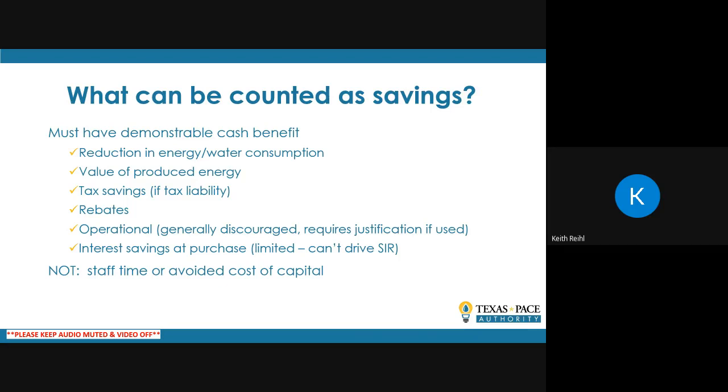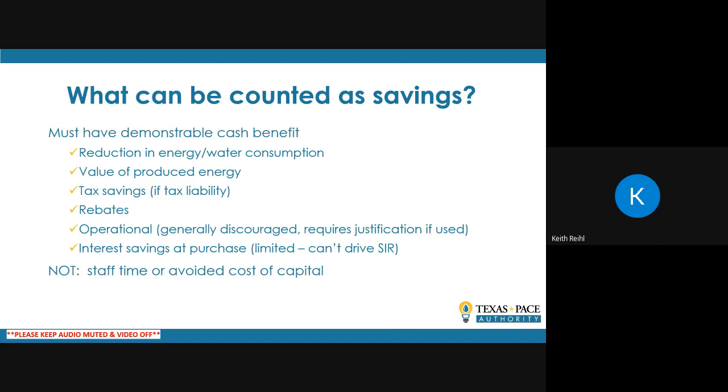Could be wind production, it could be CHP, and everything like that. It could also be that you have tax savings if there's a tax liability, and there are a lot of things that have rebates that you can get. You can definitely get operational and maintenance savings. So if you are retrofitting a fluorescent fixture to an LED fixture, LED lamps last 10 times as long as a fluorescent. So a fluorescent fixture, you may have to change the lamp every year, whereas an LED would last 7-10 years potentially. And there's having to buy the lamps and the labor to install them as well. So you have to justify and spell out how that savings was arrived at.